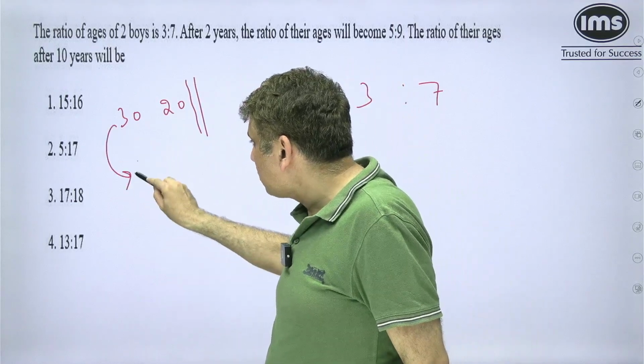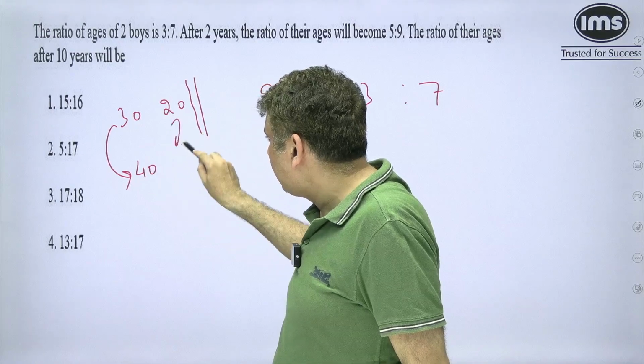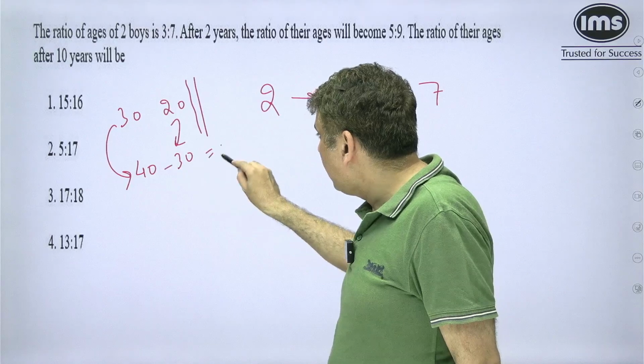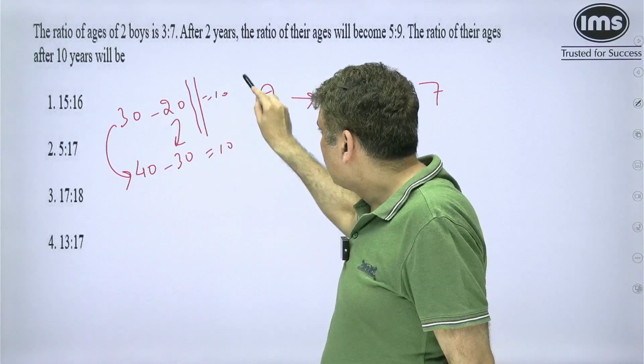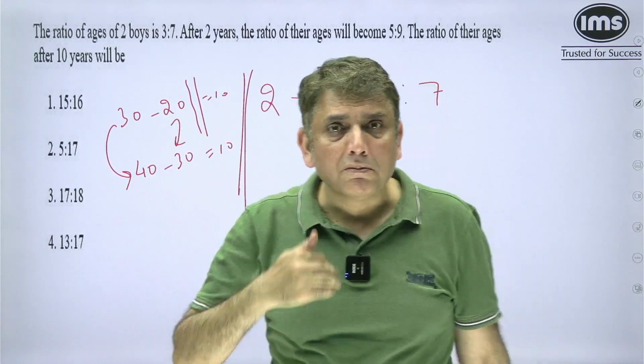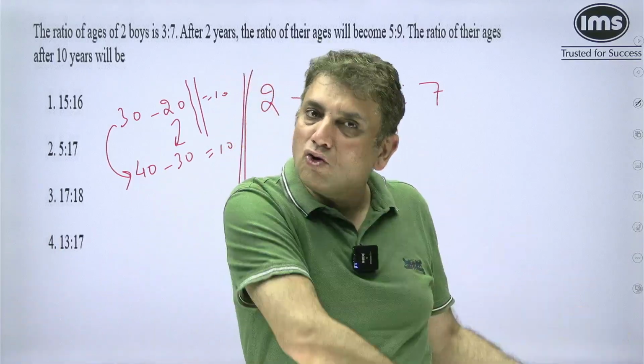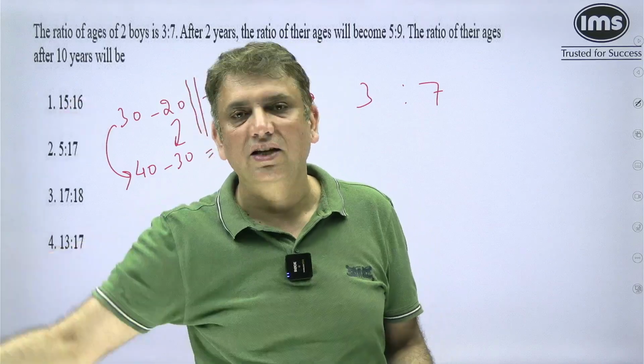After 10 years, my age will be 40. After 10 years, your age will be 30. The difference will again be the same. Which means the difference between my age and your age will remain the same, whether it was 10 years ago or 10 years hence or 20 years hence. Okay?